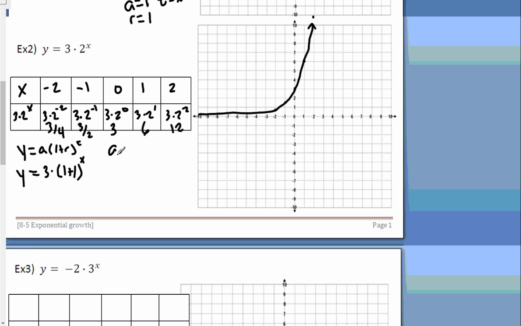So what's my a number? My a is my initial amount. It's 3. What's my rate? It's 1. And my t is x. Okay? All right, let's do another example.